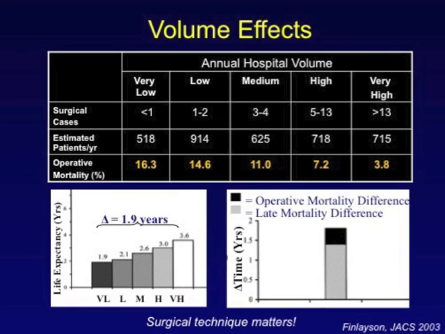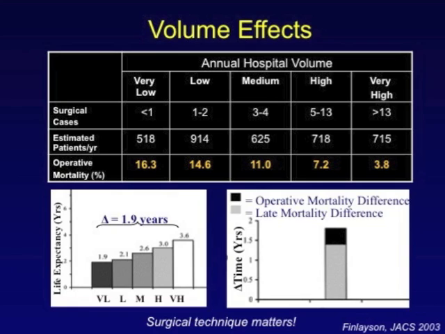On the lower left aspect of the slide, what you're looking at is a chart that is comparing on the y-axis the life expectancy of patients treated at different hospitals, and on the x-axis, the type of hospital they were treated at. Again, whether they were very low-volume hospitals, medium-volume hospitals, high-volume hospitals, or very high volume hospitals.